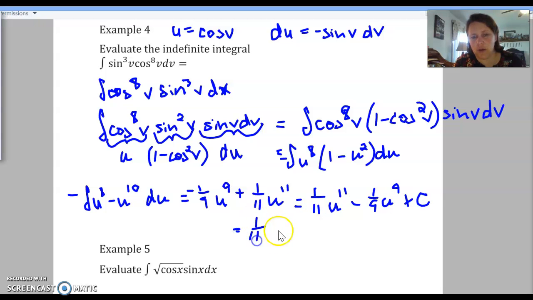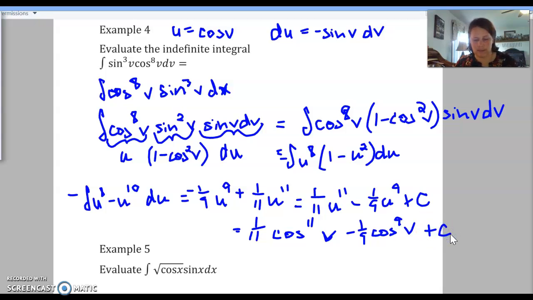Now we can substitute back in for u. And so I get 1/11 cosine to the 11th v minus 1/9 cosine to the 9th v plus c. And that is our final answer.